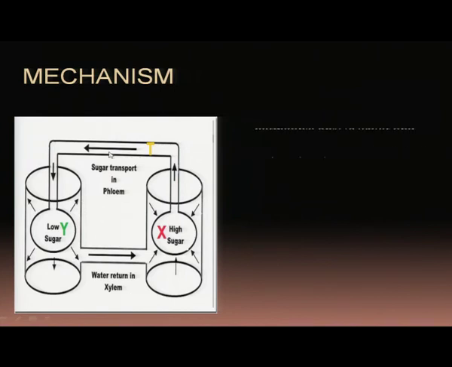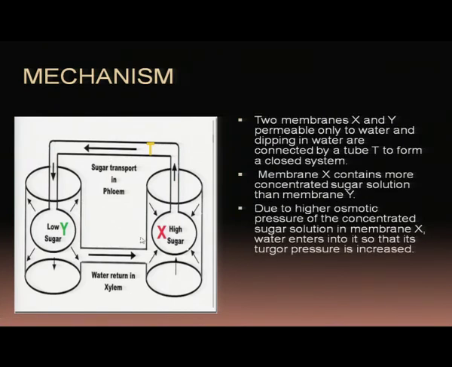This diagram will explain what exactly happens. Suppose these are two systems. This X contains high sugar, these are semi-permeable membranes, and this Y is the place where sugar is present in low quantities. So, this is the source, this is the sink. Because of osmosis, water will enter inside the X bulb, and when a sufficient amount of water has entered the X bulb, the pressure will cause the net movement of water towards the Y bulb. This is how phloem transport takes place from the source to the sink.